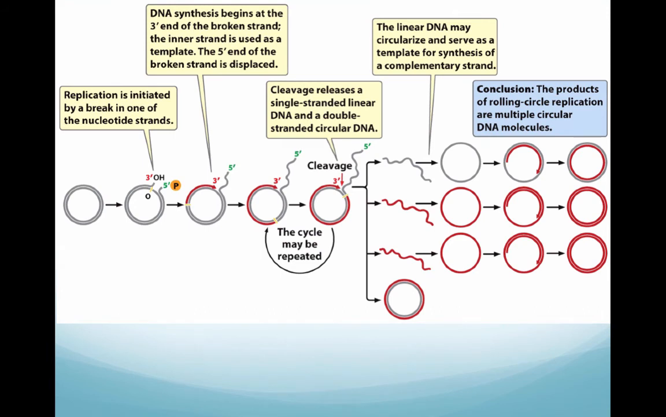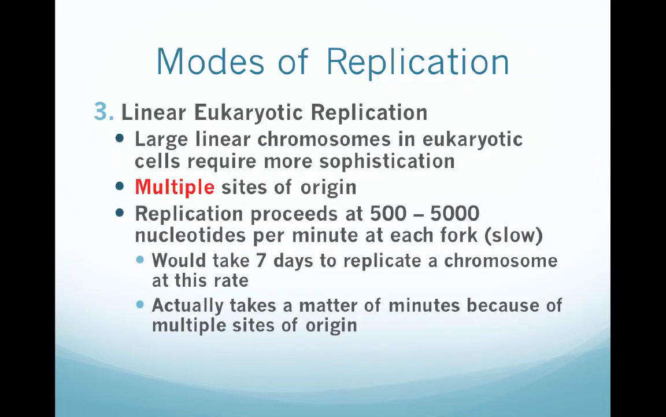All right, so this is just looking at that process a little bit more in depth. So we've got the original template strands being cleaved at the origin. Our 3' end begins DNA synthesis. Our 5' end is going to be displaced. We add more and more nucleotides to the newly synthesized strand, and we get one of 4 products. Okay, so these products are going to be multiple circular DNA molecules.